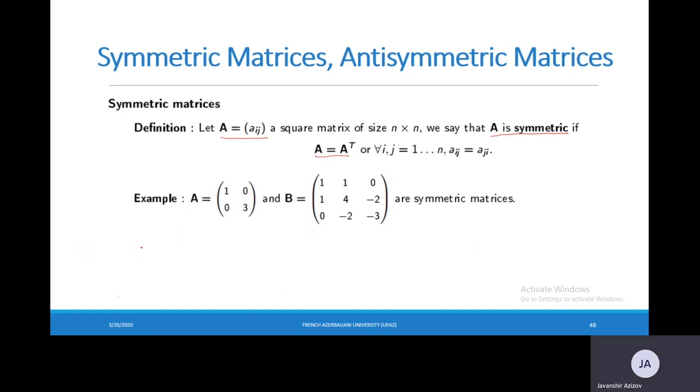Let's verify this. If we find the transpose of A, you know that to define the transpose of A, we write the rows of A as the columns of the new matrix. It will be 1, 0, and 0, 3. As you see, this matrix and this one are the same. From here, the transpose of A is itself. And this shows that the matrix A is a symmetric matrix. A is symmetric.